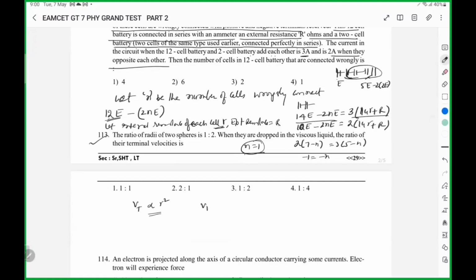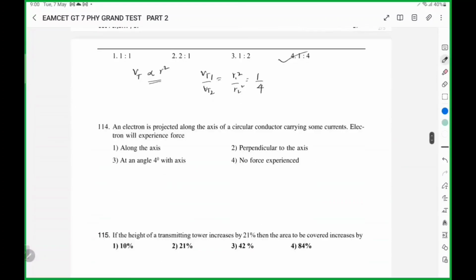Terminal velocity is proportional to the square of the radius of the sphere. So Vt1 by Vt2 is r1 square by r2 square, which is 1 by 4, that is 1:4.